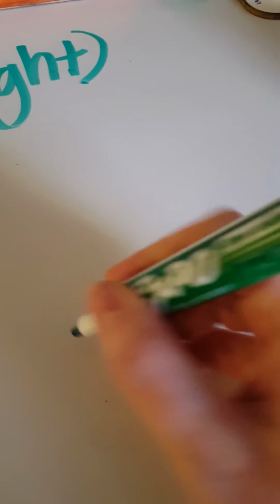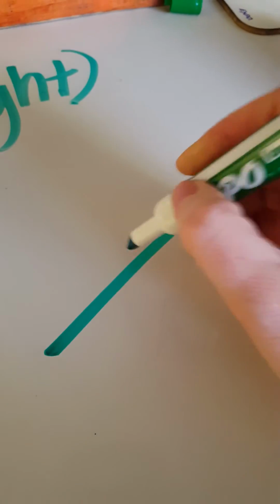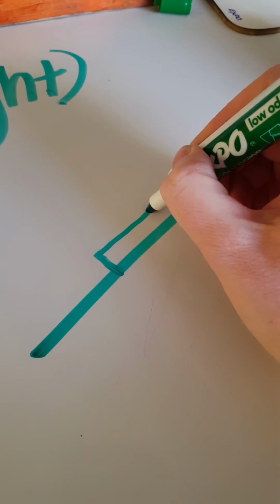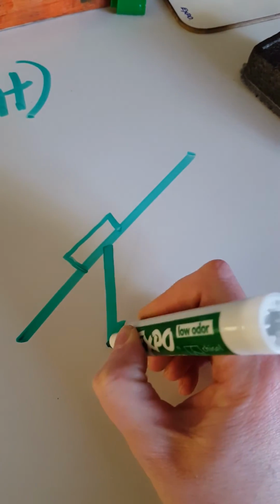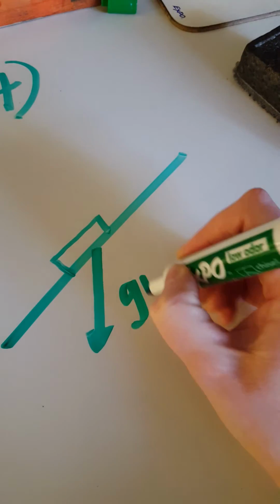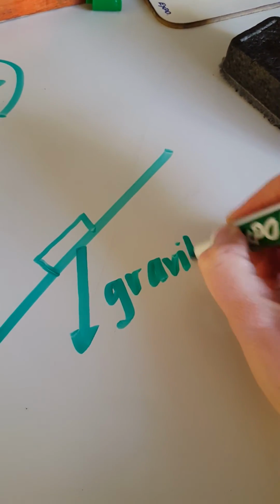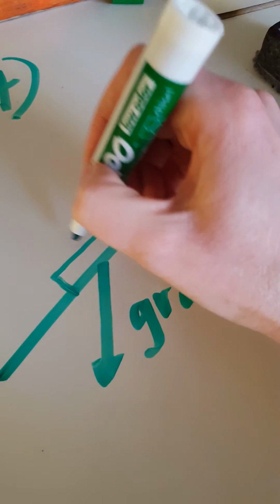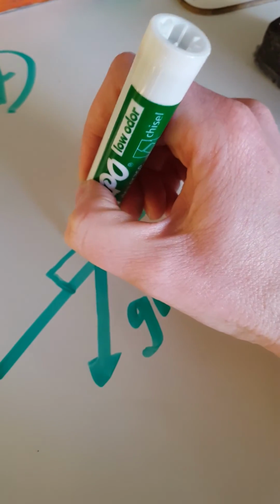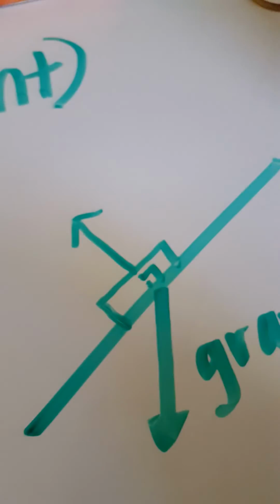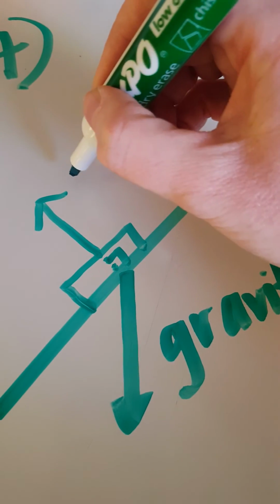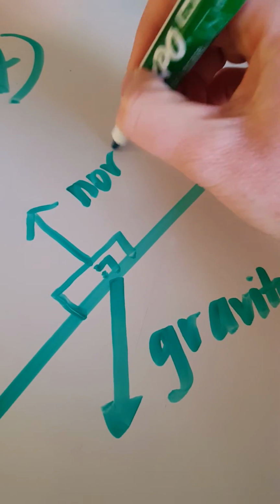Now, if we have maybe a more unusual surface, let's say a ramp, and we have the block resting on a ramp, gravity is still going to be pulling straight down on that block, just as it always does. Gravity is not going to change. The normal, however, is going to be at a 90-degree angle from the surface that it's resting on. So I can write a 90-degree angle or right angle, and it's going to be pushing up from that ramp on that block. That's my normal force.